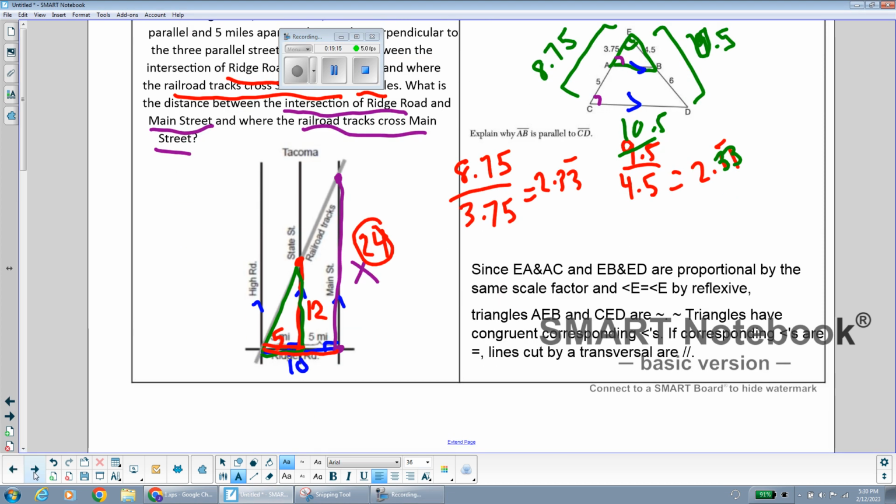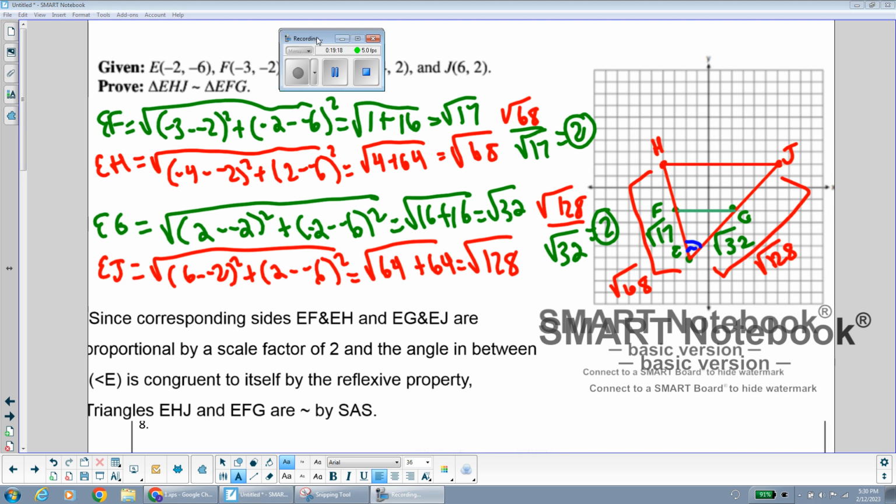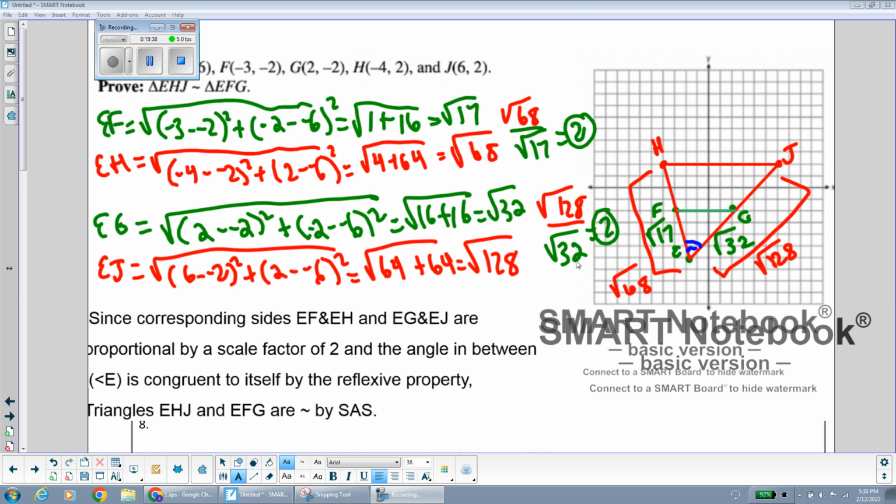Okay. Here I already did the coordinate proof, so I just want to show you what I did. So what I did is I used the distance formula to find the length of EF and EH. And when I got the lengths, I divided big triangle over small triangle to get the scale factor. And I found the length of EG and EJ. And I did the same thing, big triangle over small triangle to get the scale factor. And I noticed that they were the same. And the proportional sides also share an angle in between. So that's angle E congruent to itself by reflexive property. And that proves the triangles are similar by SAS.